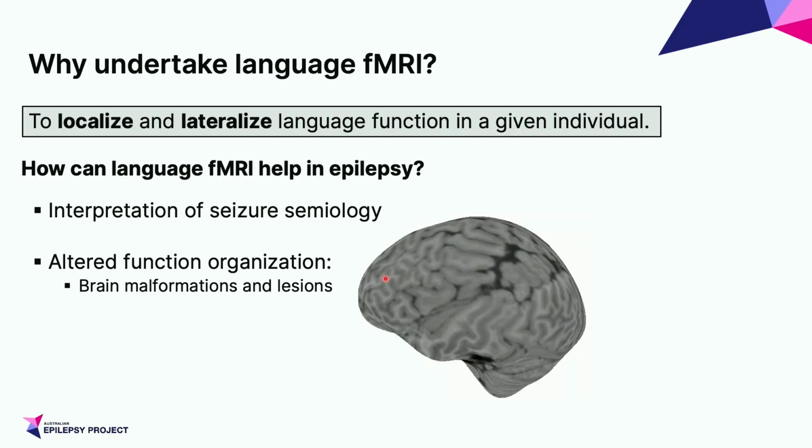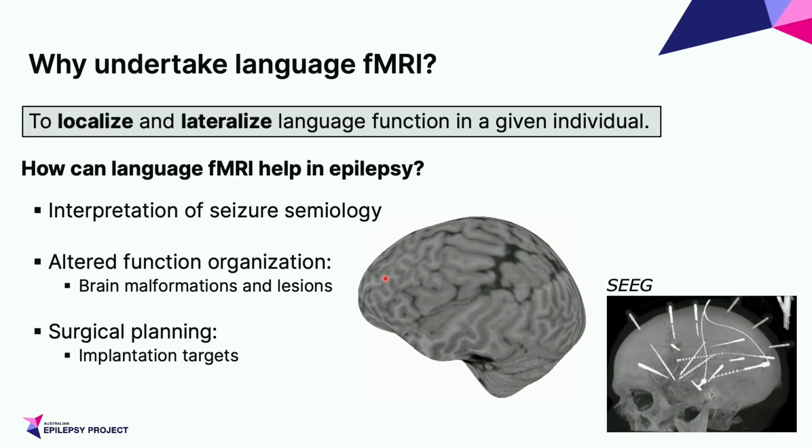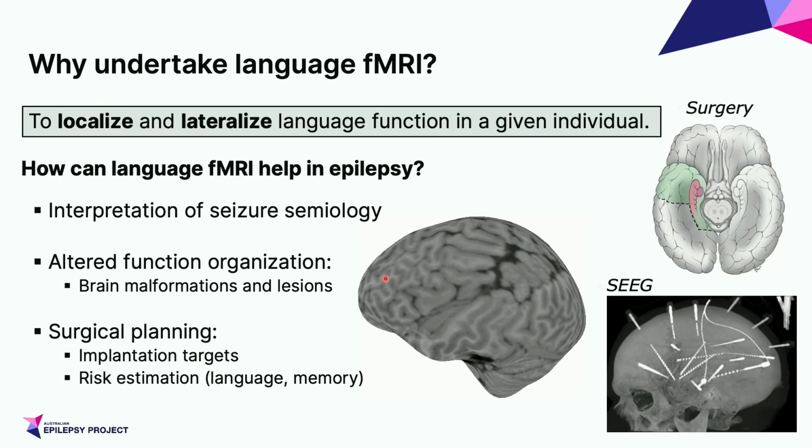It's also well known that functional systems like language can be altered in people with epilepsy, especially in the context of things like malformations of brain development or long-standing lesions. So we can't assume the normal rules of organization apply. And then also, it's useful for surgical planning. If we're going to implant electrodes to try and understand the seizure networks in someone, it's useful to know where our electrodes are going to be relative to language functions. And if we're proposing a resection to deal with epilepsy, what kind of risk might that pose to things like language function or memory function?